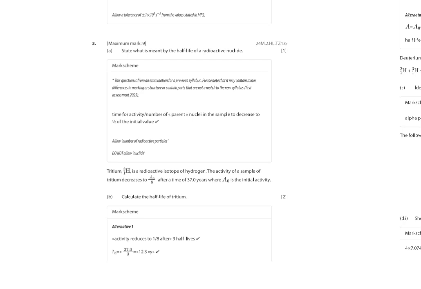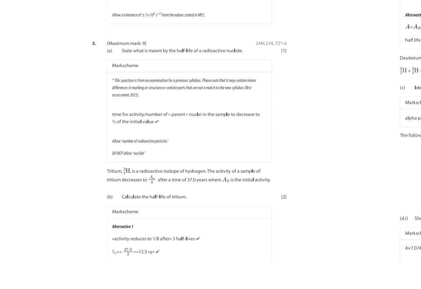So this is the second solution video for E3 Radioactivity Paper 2. The first two problems, numbers 1 and 2, were in the first video. Alright. So number 3 says 3a, what's meant by the half-life of a radioactive nuclide?